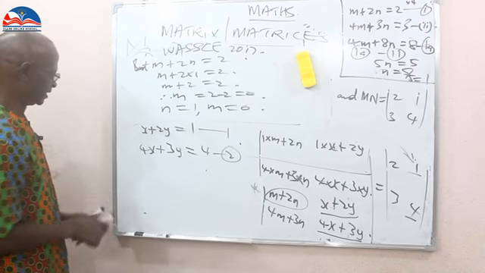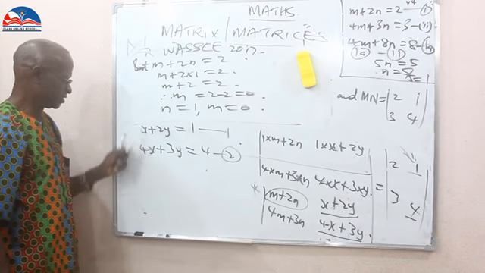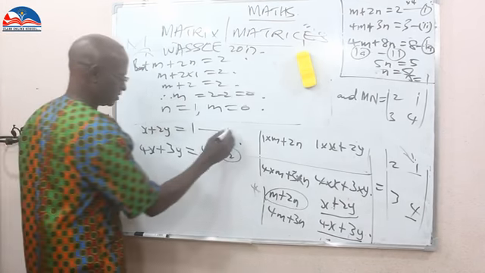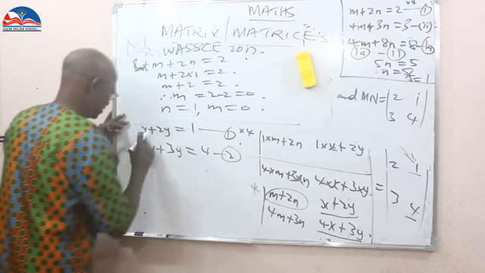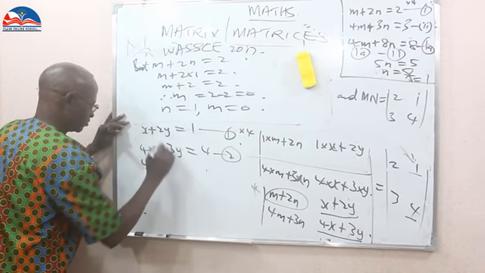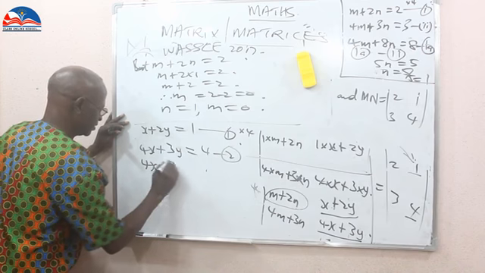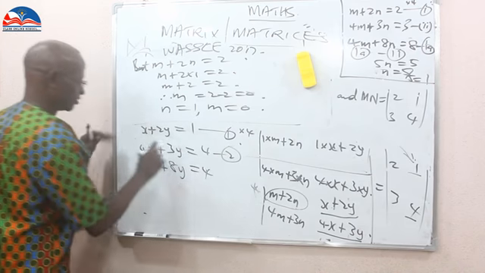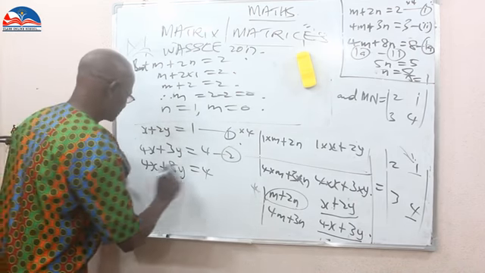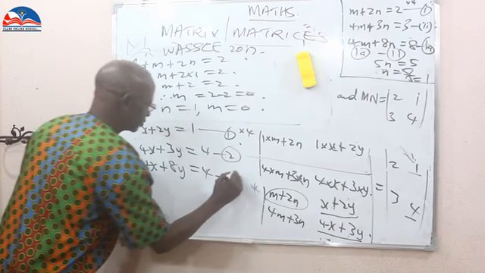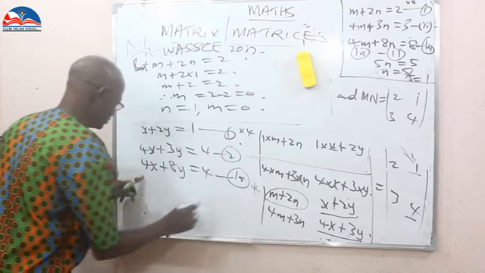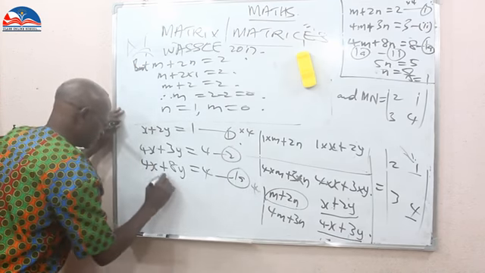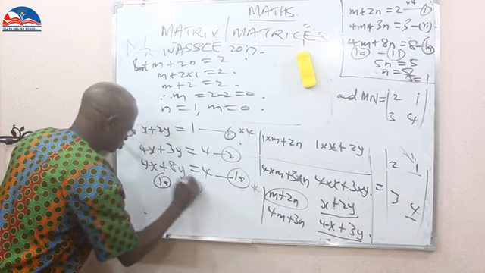Now let me eliminate x quickly by multiplying the whole of this line by 4. 4 times x is 4x, 4 times 2y gives 8y, and 4 times 1 equals 4. Now call this equation 1a. Change from 1 to 1a. This minus this: 1a minus equation 2.